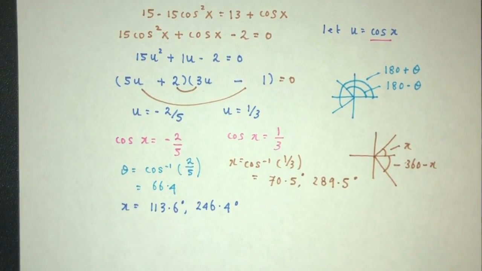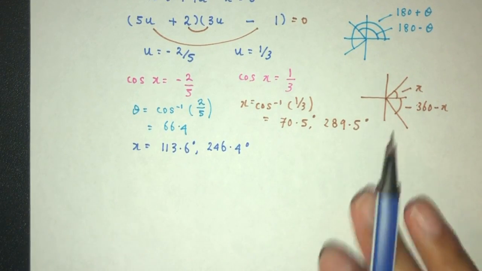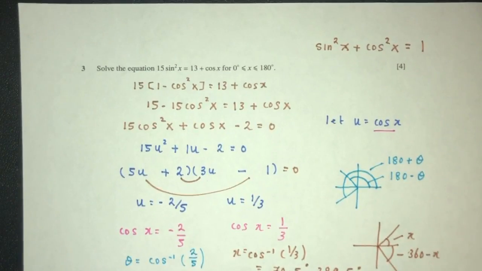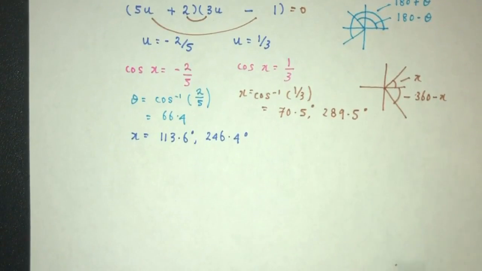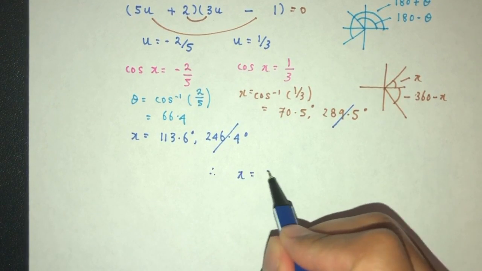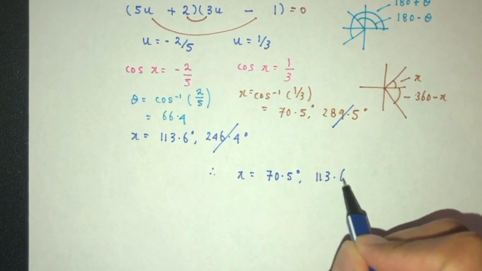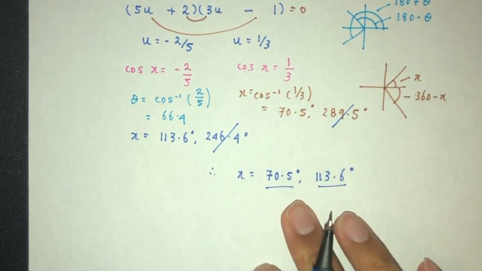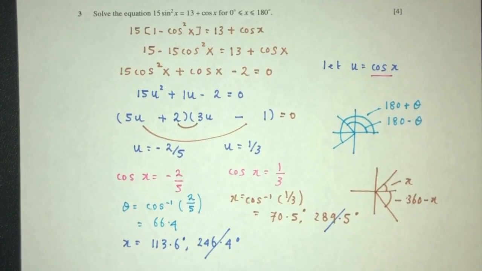Okay, so here you go. So finally we will have 4 values for x. As you can see, we have this, and this, and we have to check if they lie between the values of 0 and 180. So let's check. So this one is too much, this one is too much, so we have x is 70.5 and then 113.6. And this is because of the domain we are given here for the values of x.